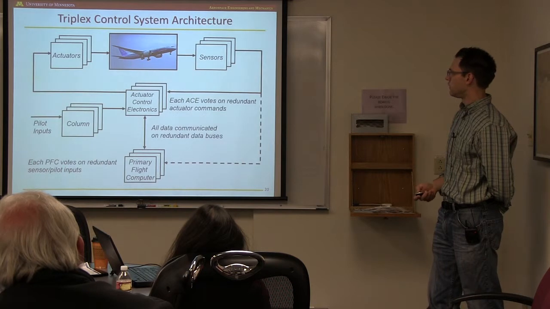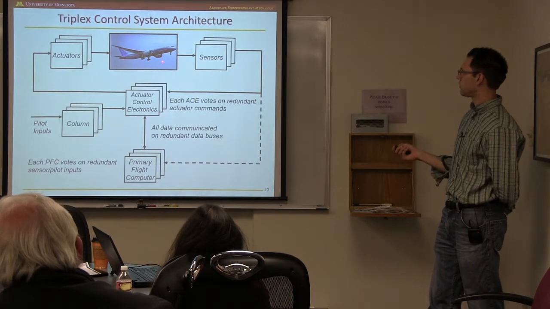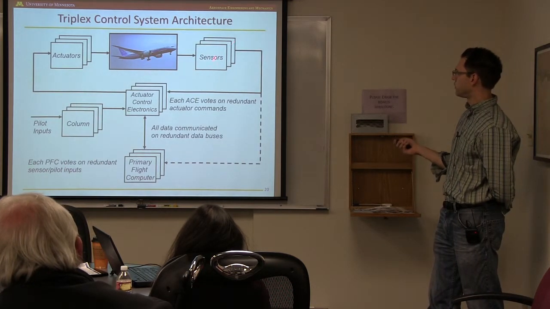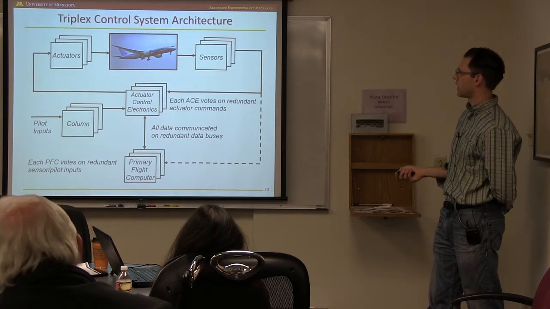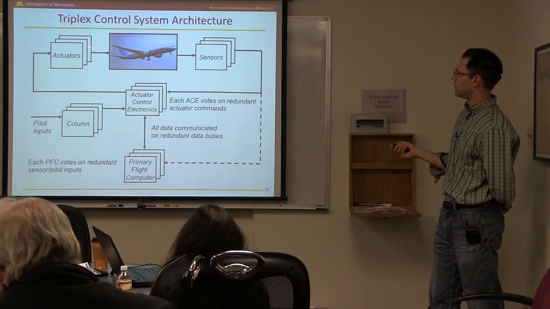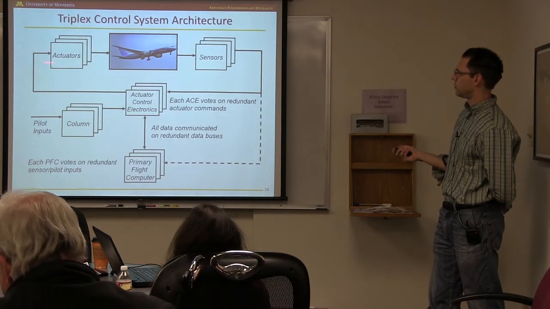But in reality, it looks something closer to this. Here's the aircraft. All the sensors have been replicated multiple times because if any sensor fails, you can go to some backup. The actuators are all redundant. There are hydraulic lines, they're triplicated.